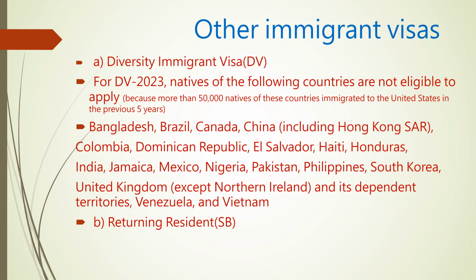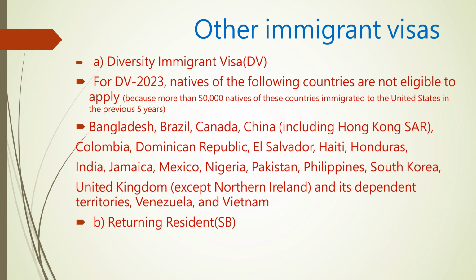There are other immigrant visas. Diversity visa, again, this is not applicable to Indians. I have listed the countries: Bangladesh, Brazil, Canada, China. So India is also in this list. So people with an Indian passport cannot apply for the DV visa, the diversity immigrant visa. But other countries can apply, and there is a limit here, I think 50,000 or 10,000. There is a yearly limit, and it's a lottery kind of a thing.